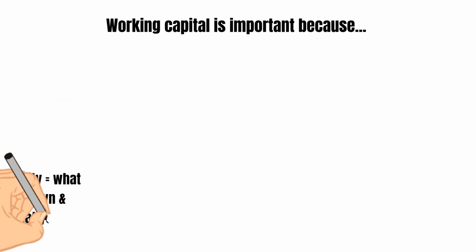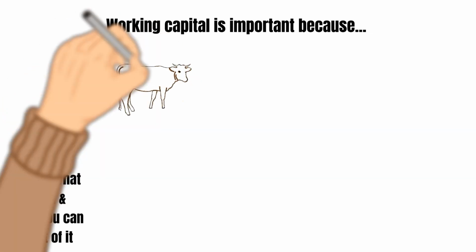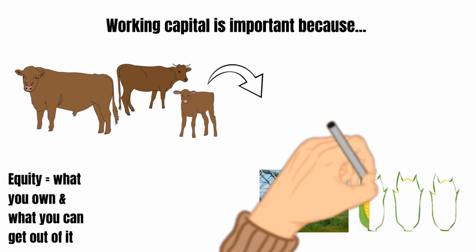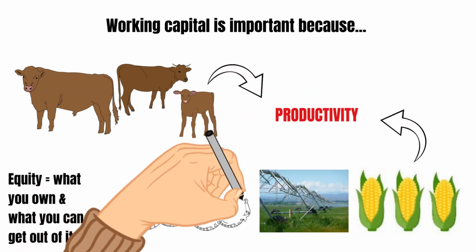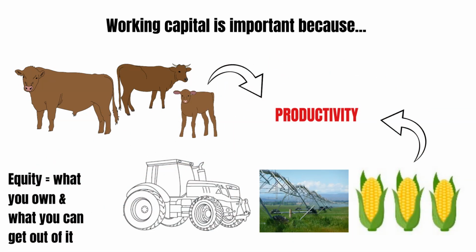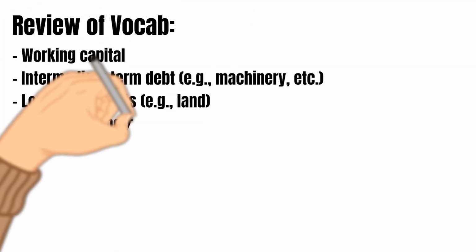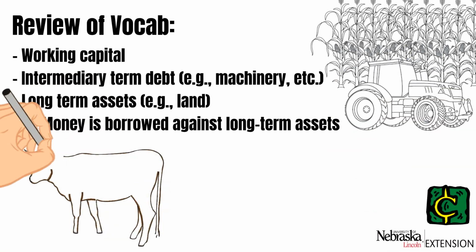Equity is where wealth is stored at the end of the day, what you own and what you can get out of it. This involves items such as the herd and its productivity, land and its productivity, equipment, etc. Of course, depreciation of items such as equipment must be considered as part of the equation as well. Working capital is whatever I have left in the bank after all operating expenses are paid.